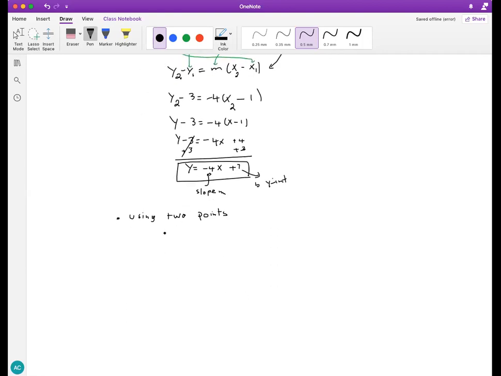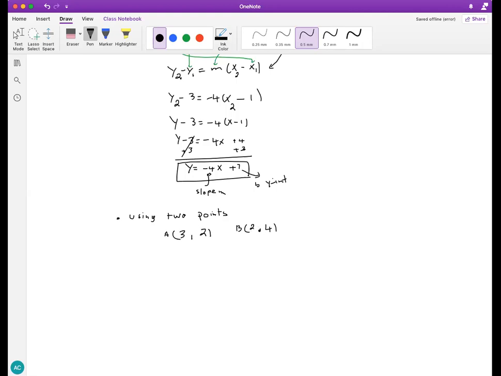Okay, so we're going to need a point, say A, say 3 and 2. And the second point, maybe 2 here and 4. Okay, so the question again is write an equation for this line.